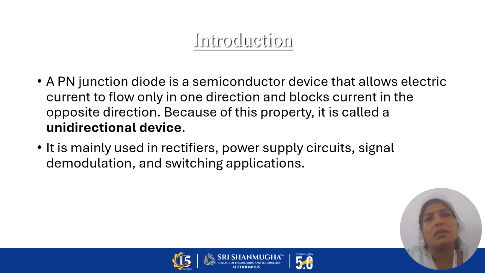Before understanding the PN junction diode, we must know about semiconductors. A semiconductor is a material whose conductivity is between conductor and insulator. Examples of semiconductor materials are silicon and germanium. Silicon is mostly used in electronic devices because it is stable and cheap.